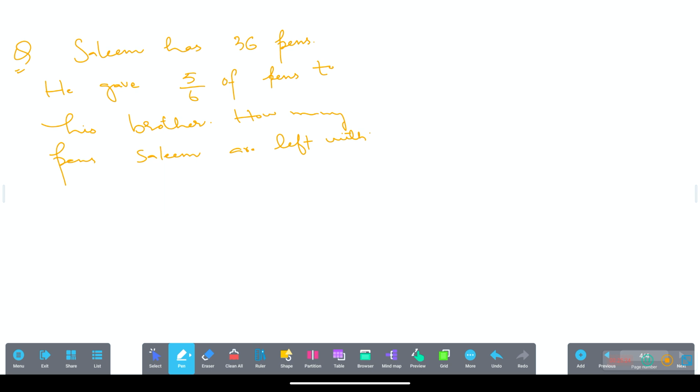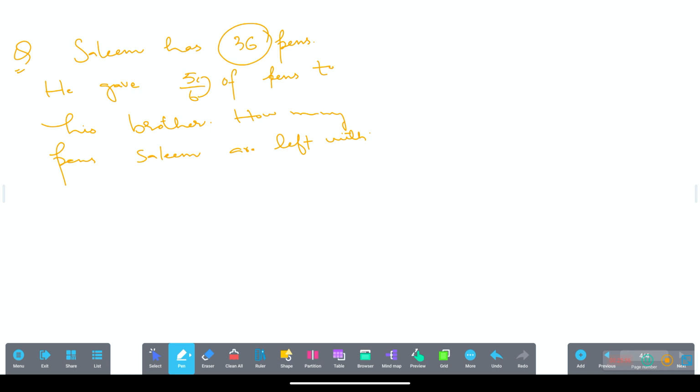Now Salim has 36 pens in total, but he gave 5 by 6 part of pens. 5 by 6 is a fraction. I did not use the word part. Why? Because I know 5 by 6 is a part. Part of what? Something has been divided into 6 and I have taken 5 parts out of those 6 parts. What has been divided into 6 parts? The total. That total is 36. Salim has 36 pens. He gave 5/6 of pens to his brother.